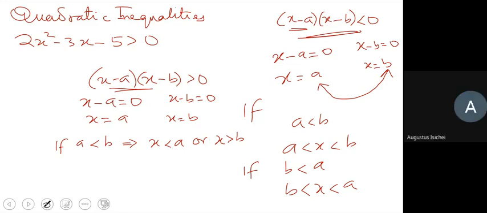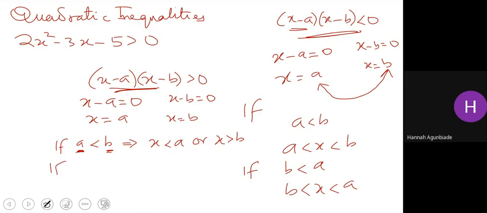Do you get it? No. You don't understand? If A is less than B, then the answer to your inequality would be x less than the smaller number, or x greater than the bigger number.